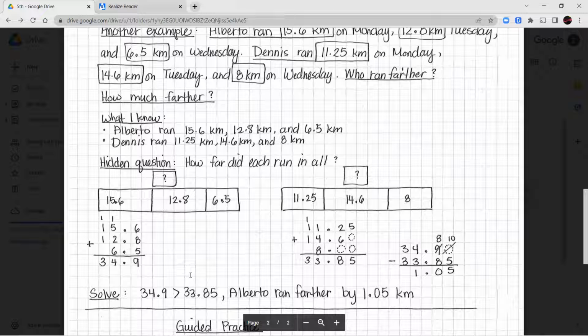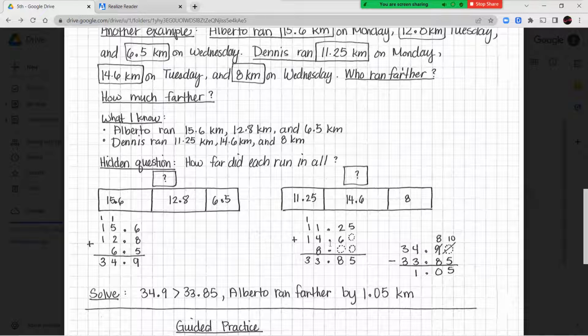Now to find the total distance run for Dennis, I lined up his numbers as well, 11 25/100 plus 14 6/10 plus 8. And then I stacked and added. So I put in 0 placeholders for the place values that had nothing in them for my decimals. So 5 plus nothing plus another nothing gave me 5. 2 plus 6 gave me 8. I dropped that decimal point down into its place. 1 plus 4 plus 8 gave me 13. I put my 3 and carried my 1. And then the 1 plus another 1 gave me 3. So Dennis's total distance was 33 85/100.